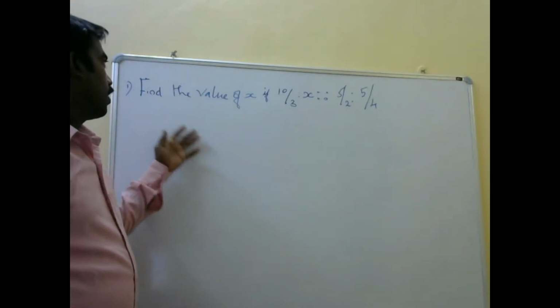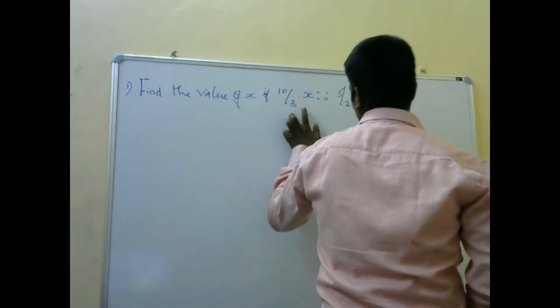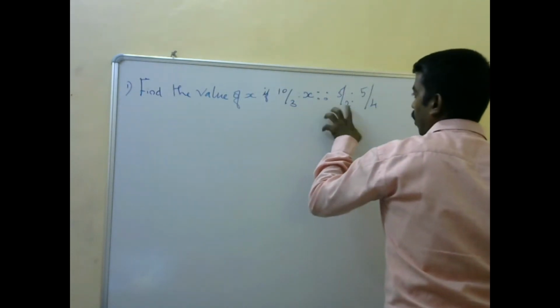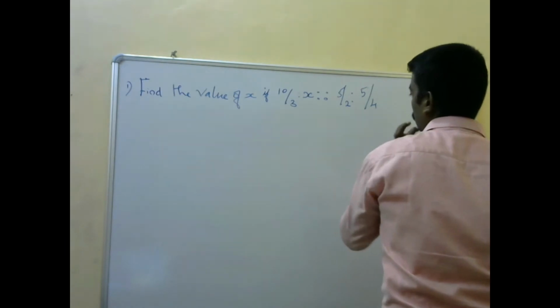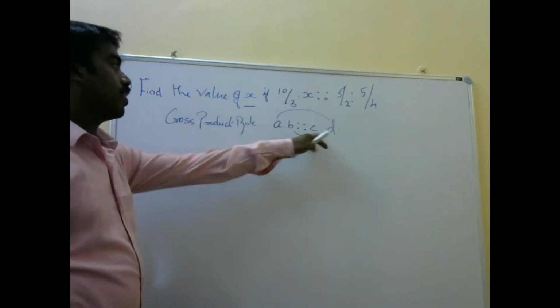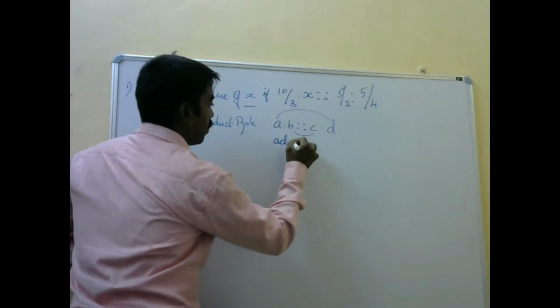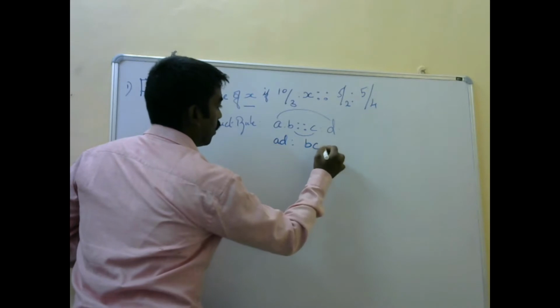Please note down this question. Find the value of x if 10 by 3 is to x as the ratio of 5 by 2 is to 5 by 4. We are going to use the cross product rule. Ratio C is to D. So what is the product rule? AD is equal to BC.